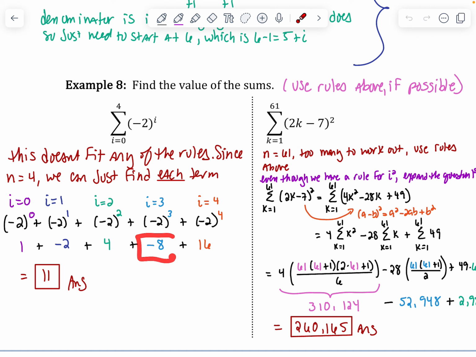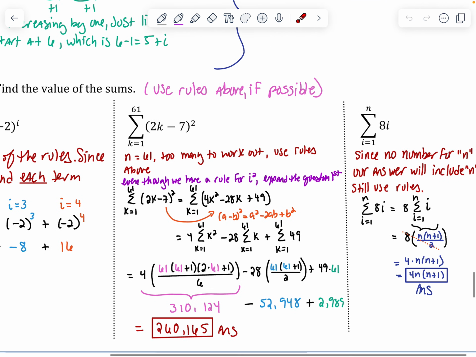So I'm going to add those to get negative 1. Then this is positive 3. Now I'm going to get negative 5 plus this is 11. So the math was reasonable on this problem. But let's look at the next one.